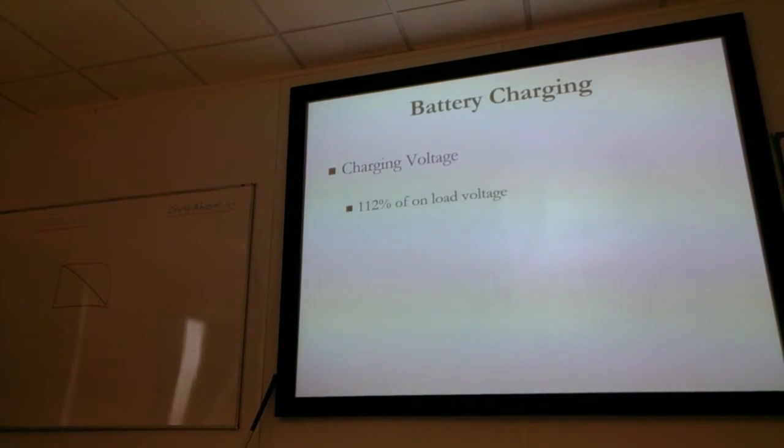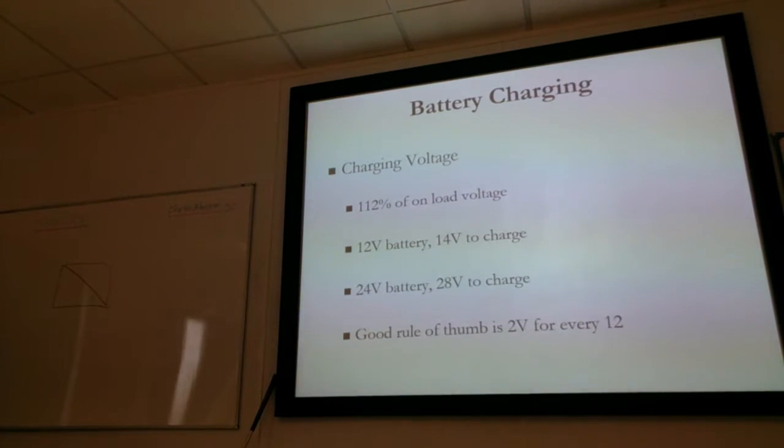Average is 112% of the on-load voltage. So for a 12 volt battery, we need to put 14 volts in to charge it. And most aircraft are 28 volts nominal and the battery is 24 volts. If you didn't have that extra 4 volts, it wouldn't charge. Good rule of thumb is 2 volts for every 12 to charge.